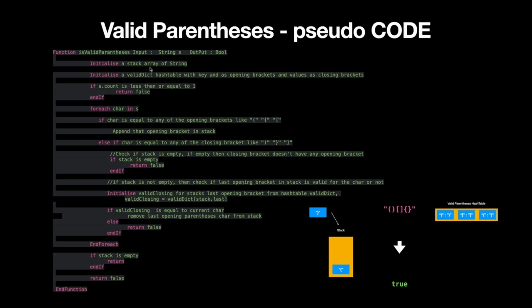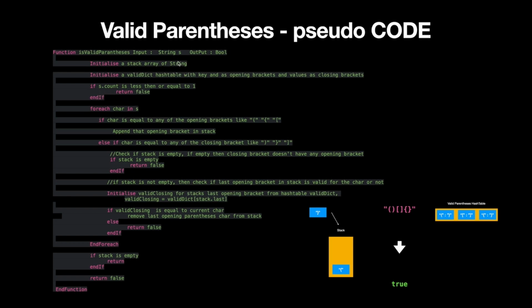So we'll have a stack array, which is of type string. Of course, our input is a string of parentheses, and output is boolean, right? We will initialize a stack array of string, and then we will initialize a valid dictionary hash table with key as opening bracket and value as closing bracket. And we will have one edge case.